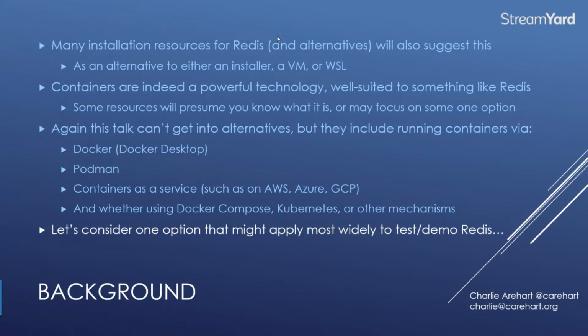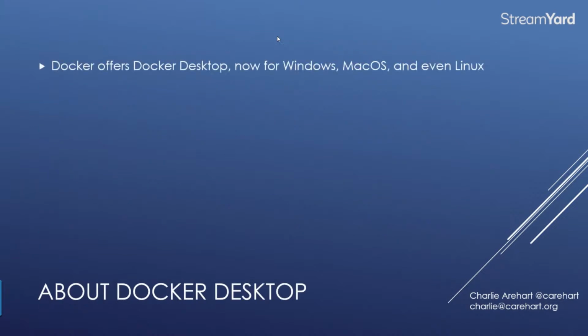There's other mechanisms to deploy and orchestrate things. And I just want to talk about an option that might appeal most widely to those interested in testing and demonstrating this Redis. And this is whether you're on Windows or Linux or Mac. So hear me out. Docker Desktop. So Docker, the company, offers Docker Desktop, and it's a way to easily implement, as it were, Docker and Kubernetes, actually, and containers on your machine.